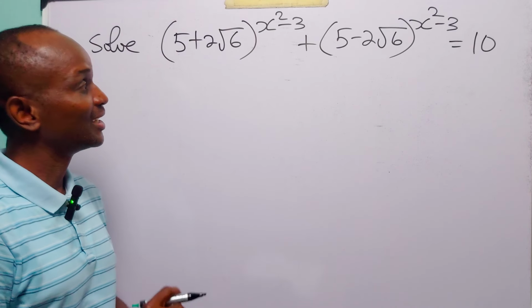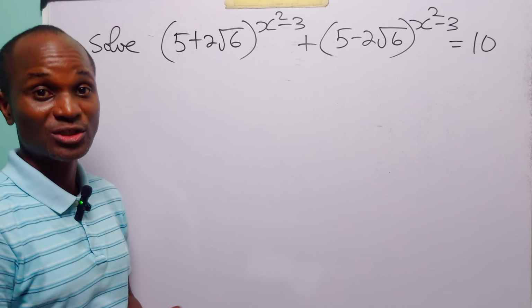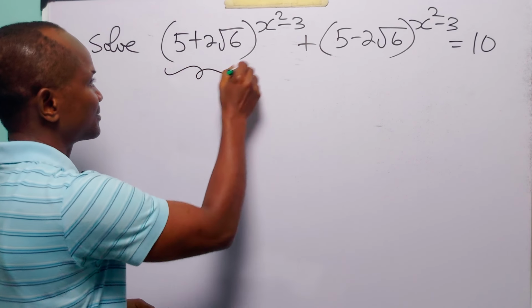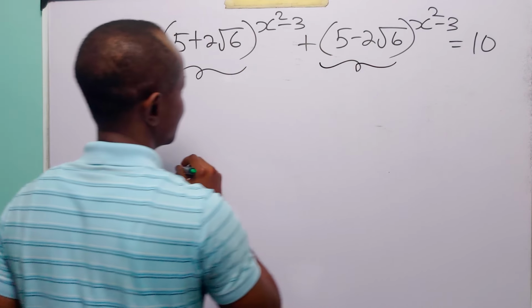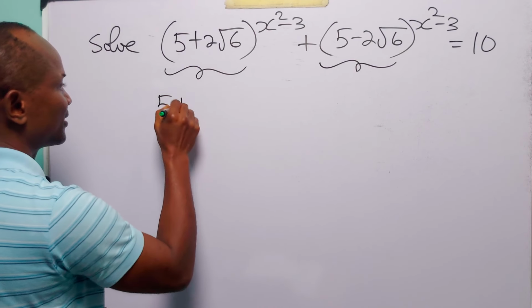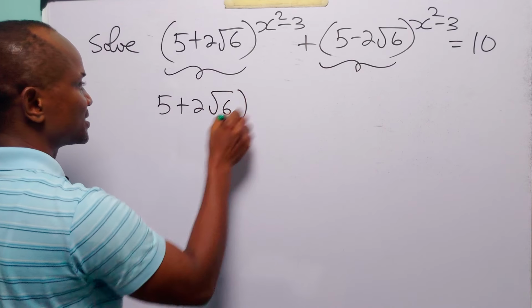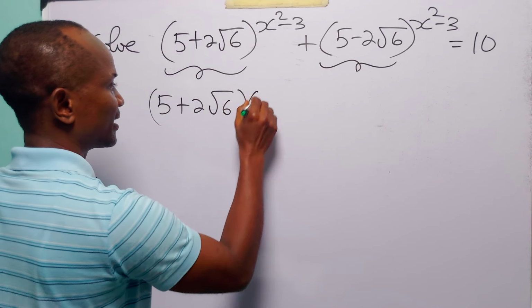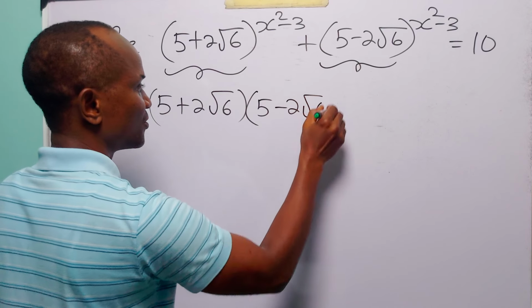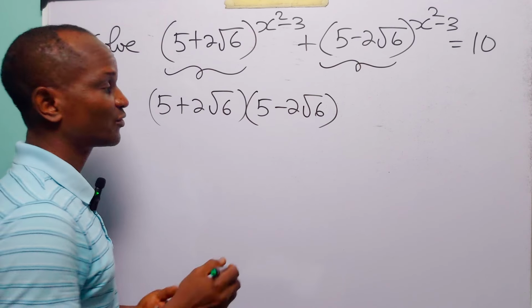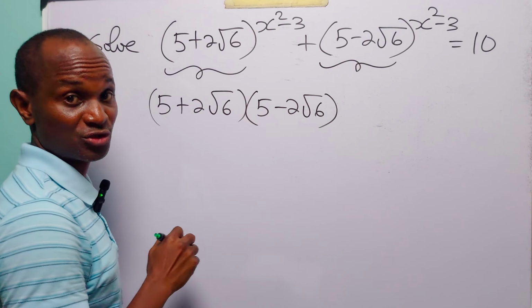Hello and welcome. To solve this exponential equation, let us start by multiplying these two numbers. We have 5 plus 2 root 6 multiplied by 5 minus 2 root 6. Of course, you know that these two are conjugates.